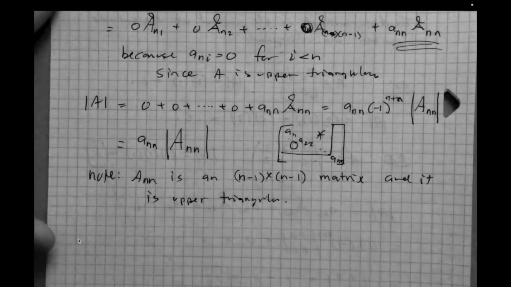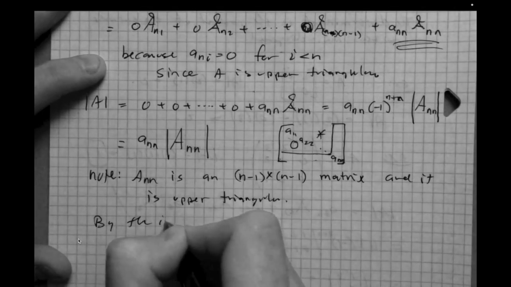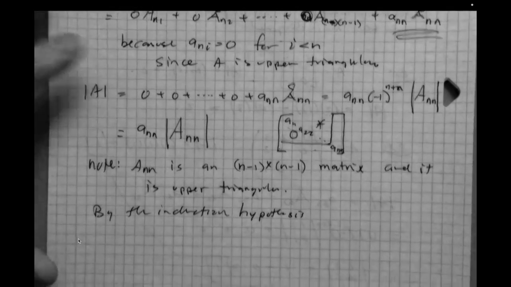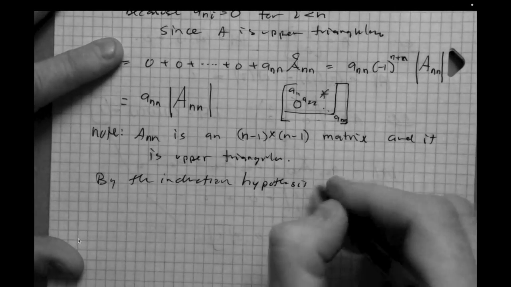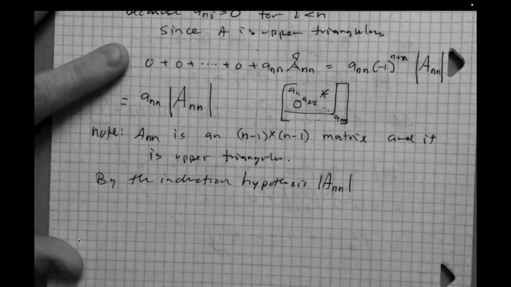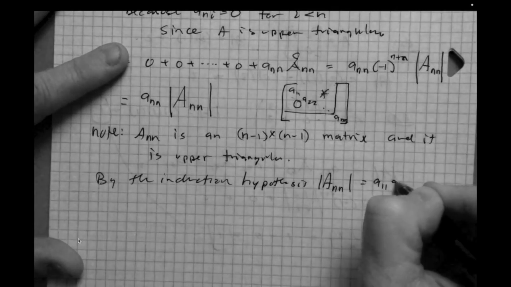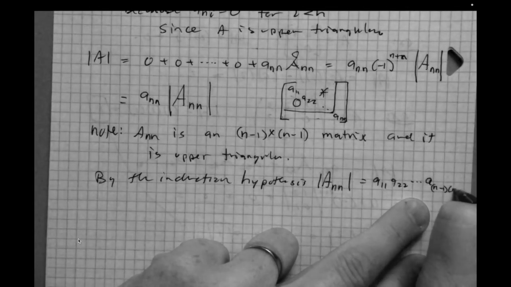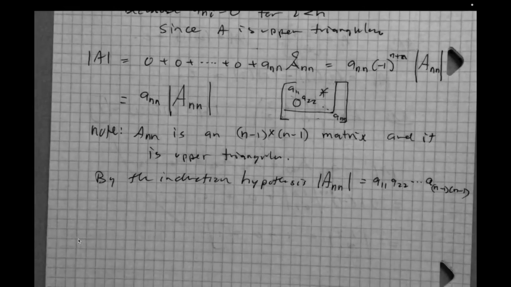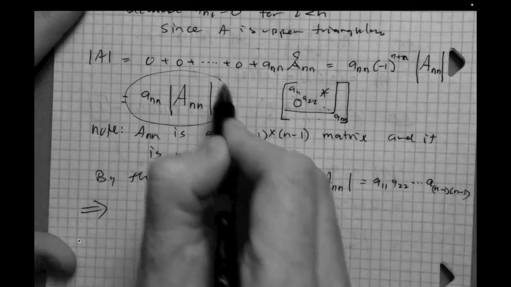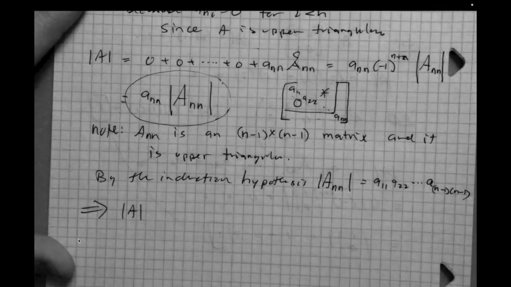Okay, and so by the induction hypothesis, what do we have? Well, the determinant of the (n−1)×(n−1) submatrix is equal to A11, A22, ..., A(n−1)(n−1). These are the diagonal entries of that submatrix.